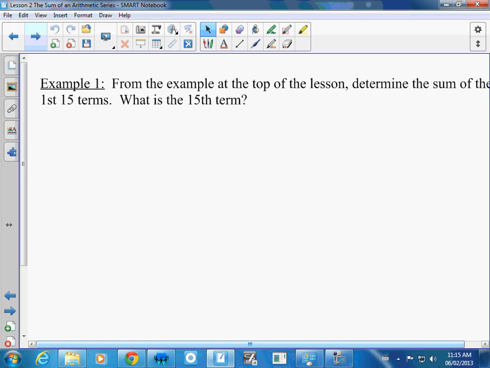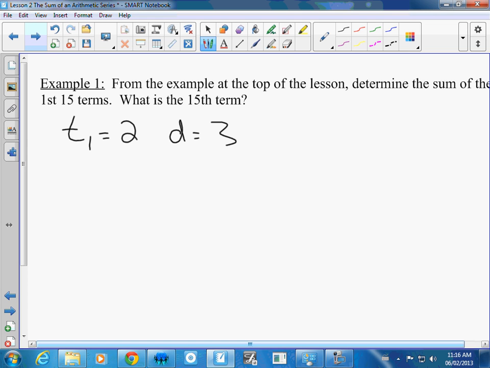So again, what should we write down here to keep us organized? Okay, so let's do all the things. What was T1 on the previous page? 2. What is D? 3. What are we looking for? The sum. So we're looking for S of what number? 15. We're trying to find the sum of the first 15 terms. And that should be a dead giveaway, because S of 15 is also known as S of n. So what the heck is n? 15. Okay. So n equals 15.